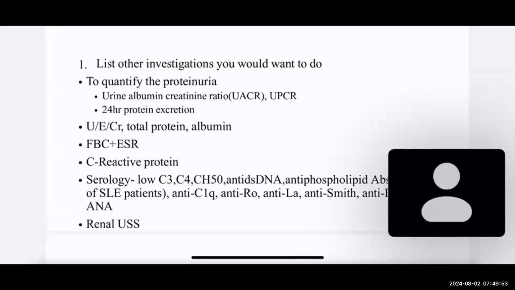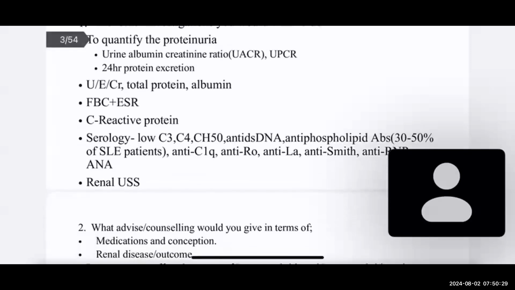So the other investigations I would like to do is to quantify the proteinuria, doing a urine albumin creatinine ratio or urine protein creatinine ratio. Also, a 24-hour protein excretion is also important and can be helpful. Serum electrolytes, urea, creatinine is also important here. Total protein and albumin would also be useful here because a lot of them would have some degree of hypoalbuminemia. Full blood count, ESR, C-reactive protein. The serologies are very key because it would show the hypocomplementemia that most of the patients have.